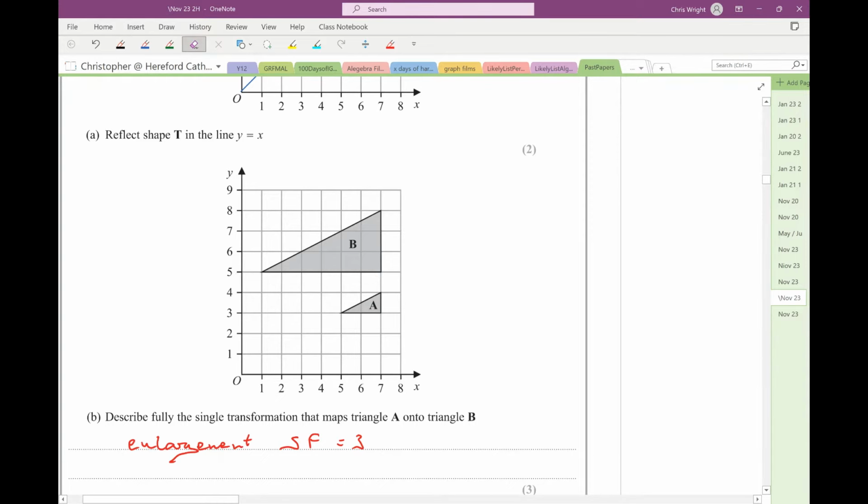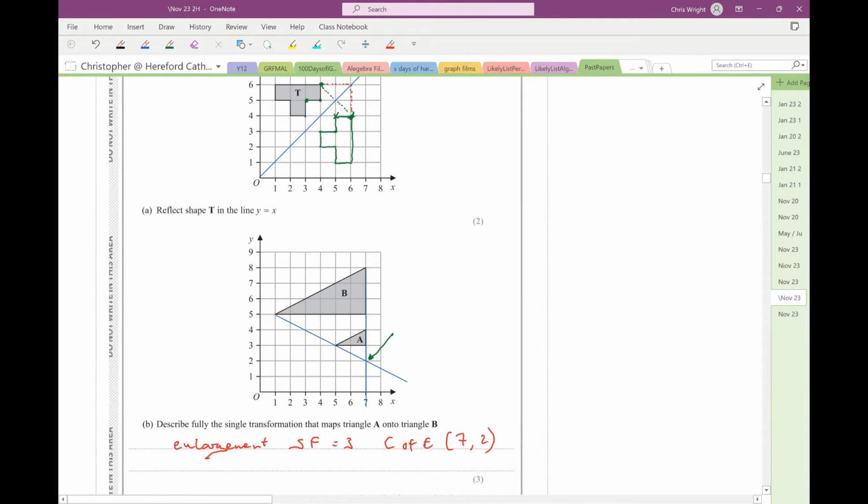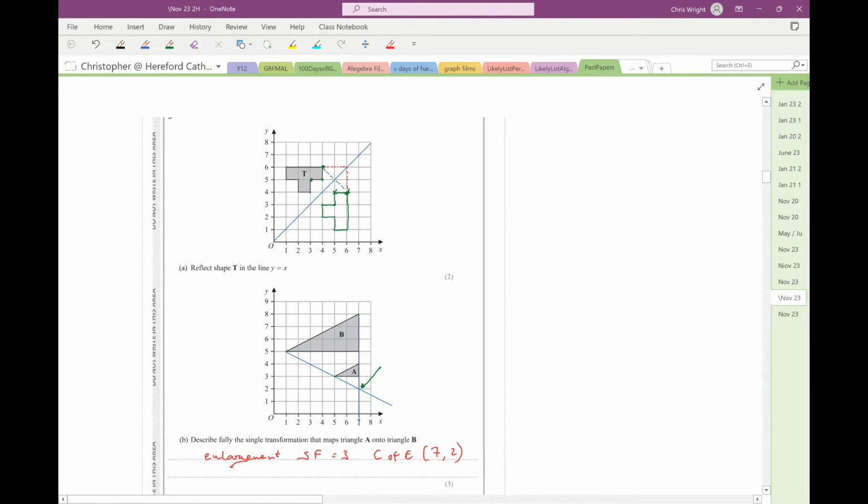Well, to find the centre of enlargement, I'm going to join up the corresponding vertices, the corresponding corners, and see where these ray lines would cross. I think I can already see where they're going to cross, but I'll just draw this ray line to make sure. And there we are. They're going to cross here, aren't they? There they are. So the centre of enlargement is going to be (7, 2). And there we go. That is question 3 done.